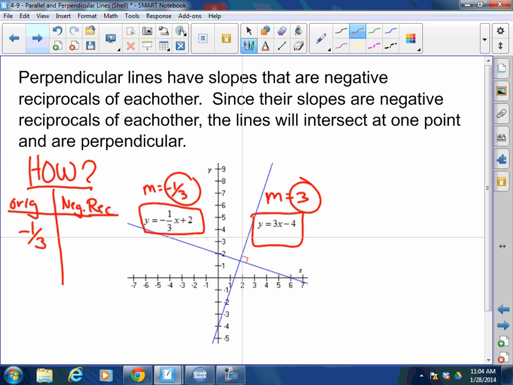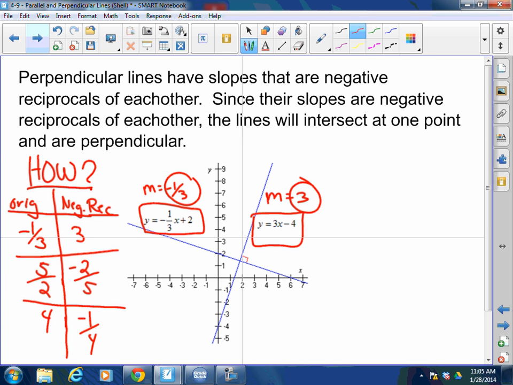Very good. So technically what my boy did there was you multiply by a negative 1 and you flip it. So what's negative 1 times negative 1/3? And then flip it, that goes to 3. If I had a slope of 5/2, what is a negative reciprocal of 5/2? Negative 2/5. If I have an original slope of 4, what is a negative reciprocal of 4? Negative 1/4.